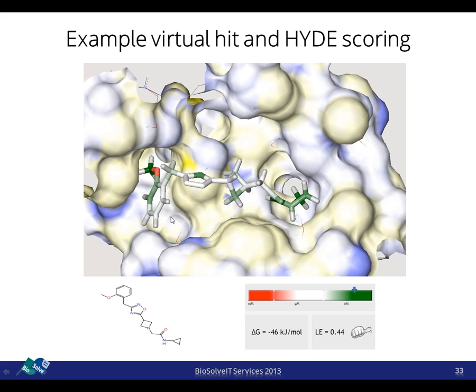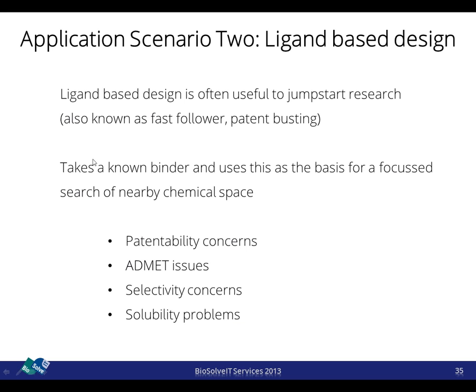Okay, well, time's pressing on, and so I should really probably get cracking. The second part of the talk is really focused on ligand-based design, which many companies use to jumpstart research, sometimes called fast follower, or the patent bust, where you take a known binder, often from a competitor, and use that as a basis for a focused search of your biochemical space. Might be because of patentability, ADMET, selectivity, solubility, any of the above.